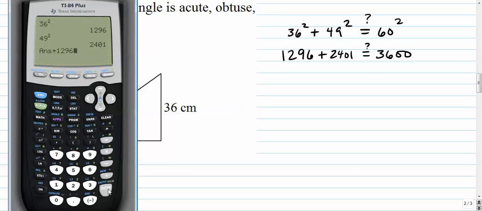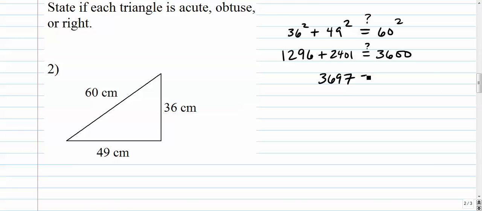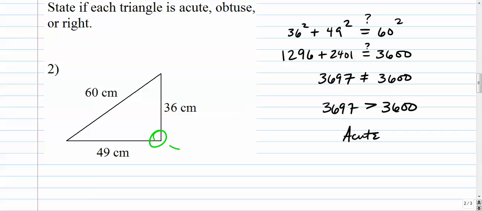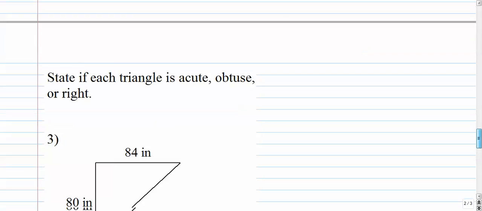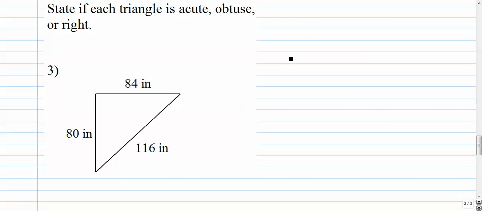Because we know it's not a right triangle, but we want to think about what kind of triangle it is. These added together, you get 3697. Clearly those are not equal to each other. Furthermore, now we're going to answer the question, well, what kind of triangle is it? If the A squared plus B squared part is bigger than the C squared, that's when we're talking about an acute triangle. So this angle in question, it's not 90 degrees, and furthermore, it's acute, which makes the whole triangle acute.